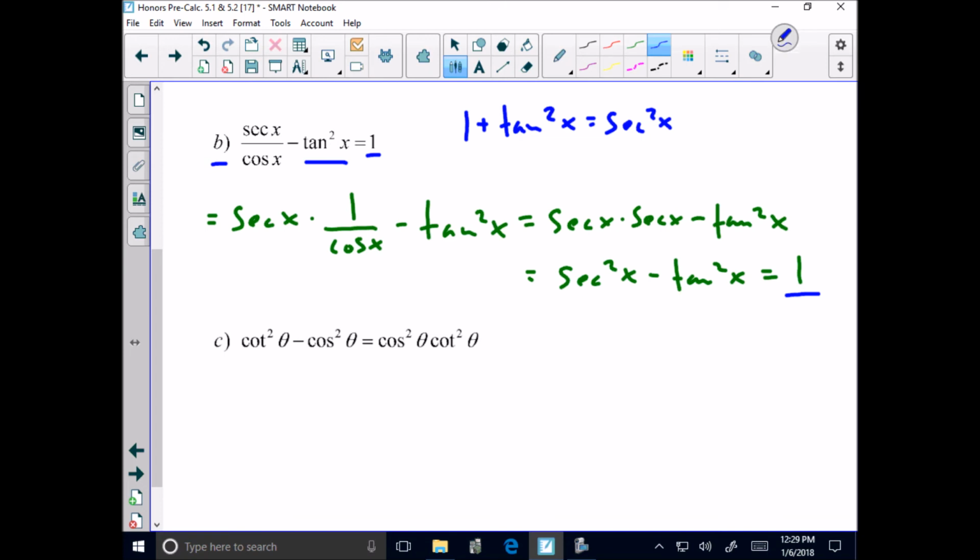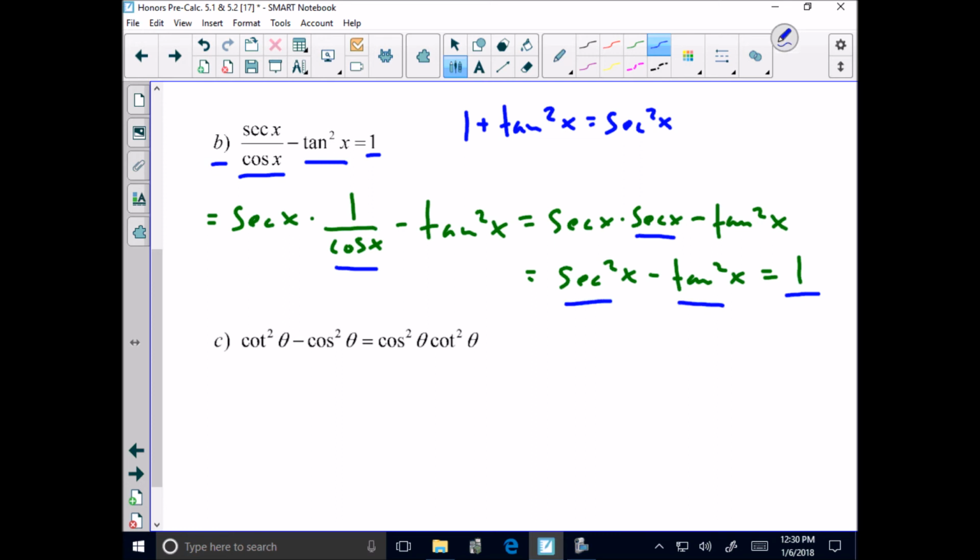So right here, what I did to make this a little bit easier to see is I took that secant x out of the numerator, and I got 1 over cosine x times secant x for this term right here. And then right here, I changed that 1 over cosine x to a secant x in my next step, which gave me secant times secant minus tan squared. Then right here, that's secant squared x minus tan squared x.